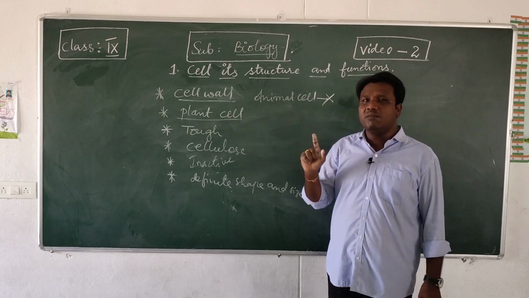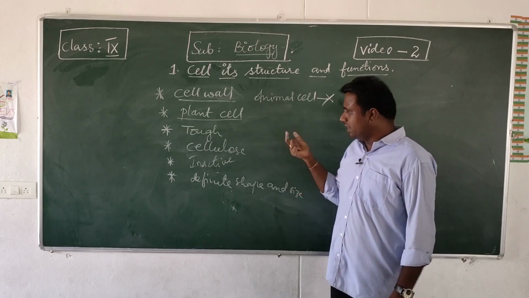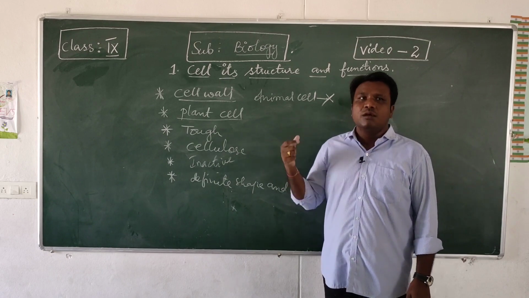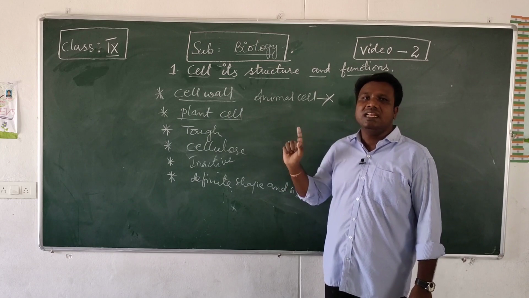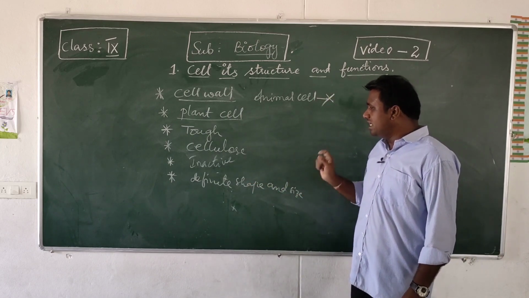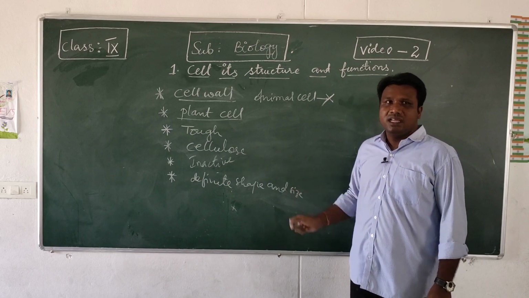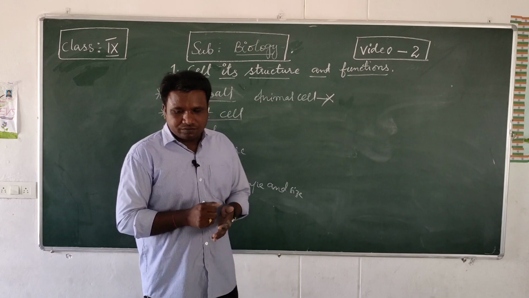What is it made up of? It is made up of cellulose. In earlier days, most of the scientists thought that it is inactive, but later it became a clear distinction between plant cell and animal cell. Another important role of a cell wall is that it gives a definite shape and size to the plant body.